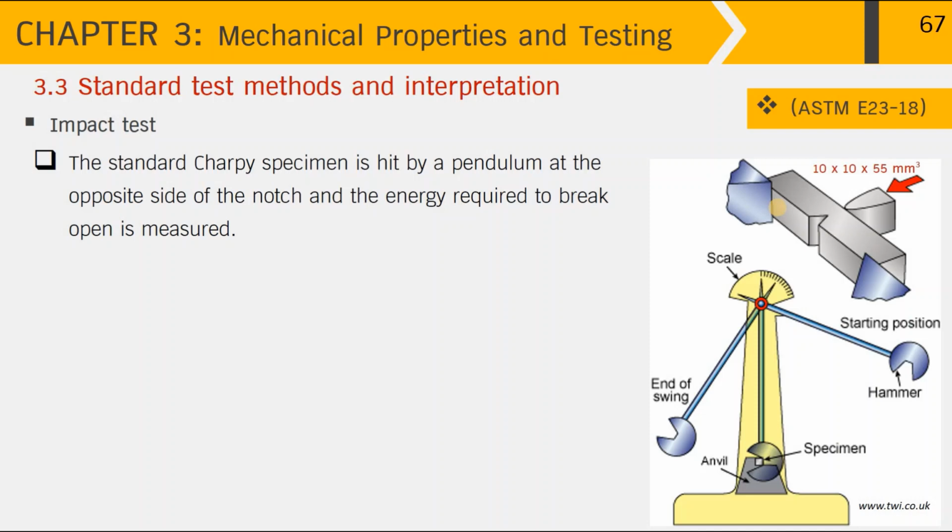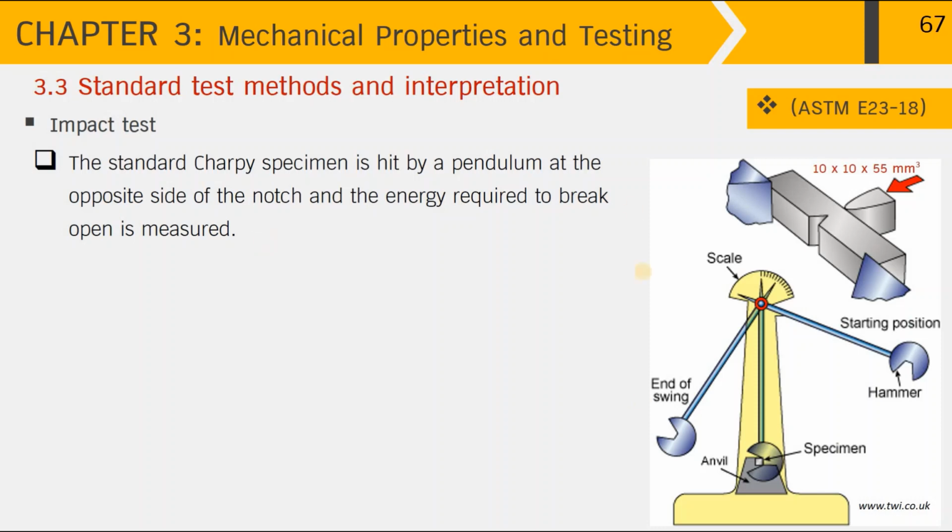specimen is normally called a Charpy specimen, and the parameter obtained from the Charpy impact test is the absorbed energy in the unit of joule. In the test, the standard Charpy specimen is hit by a pendulum at the opposite side of the notch, and then the energy required to break open the specimen is measured and plotted against a range of test temperatures. As this test is designed to indicate the temperature that is safe for the metal to be used at.